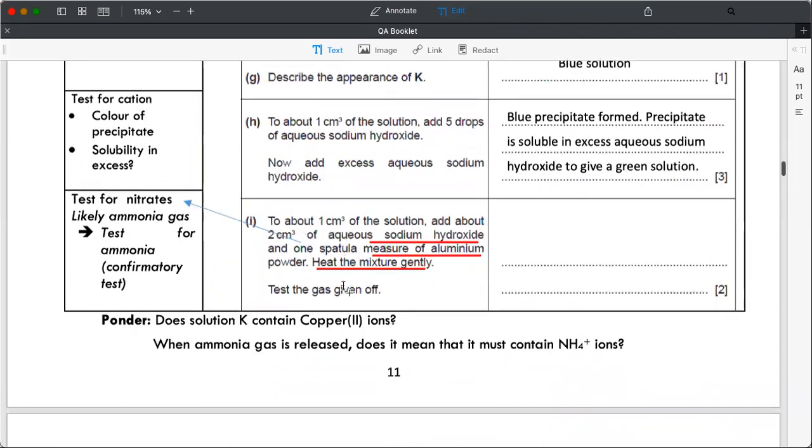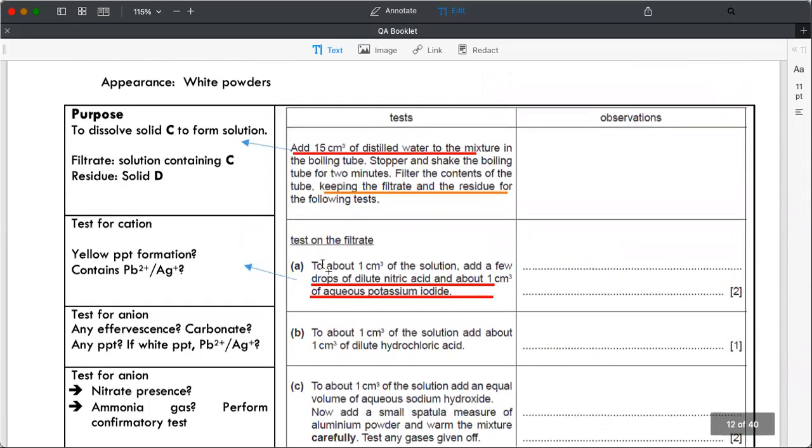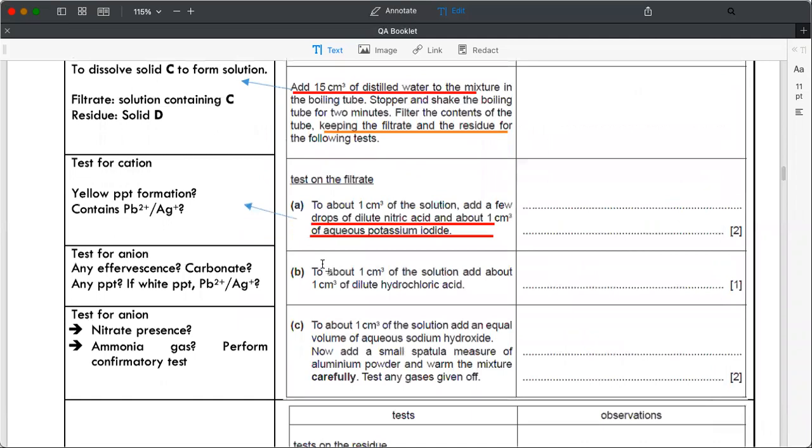Same for the last one. This is a test for nitrate. How do I know? Aluminum powder. It is similar to aluminum foil because it's just a difference in surface area. But the surface area will not affect the yield or identity of the product formed. So it's still ammonia formed, which confirms the unknown sample has a nitrate ion. So there are more examples here. I will not go through every one, but it is good for you to read through.